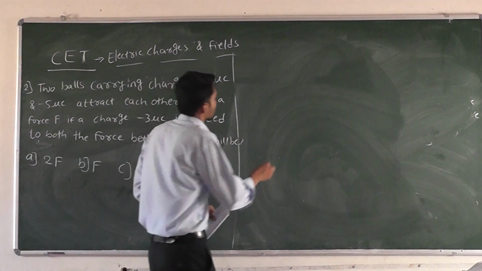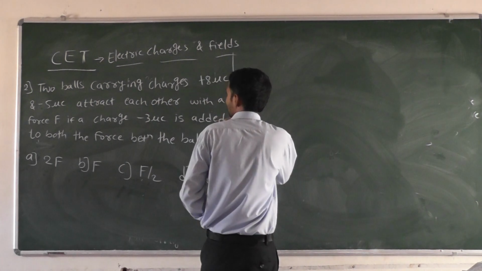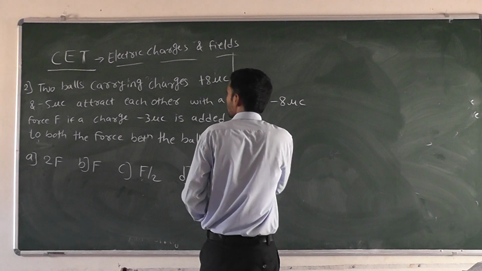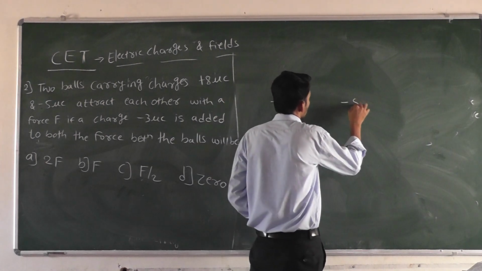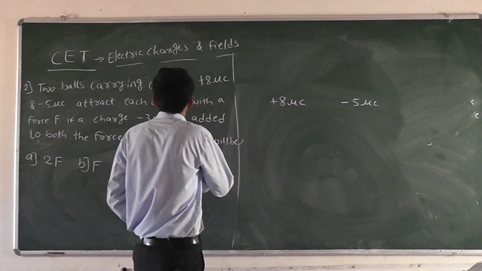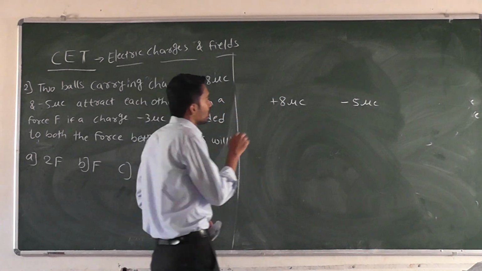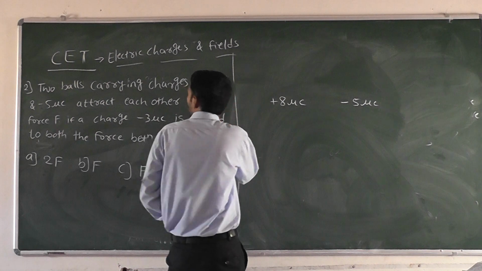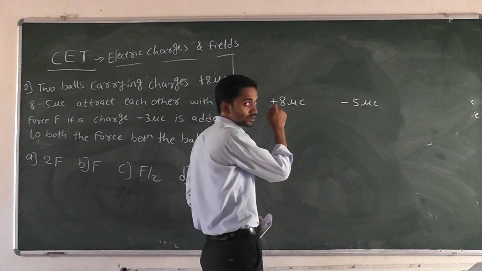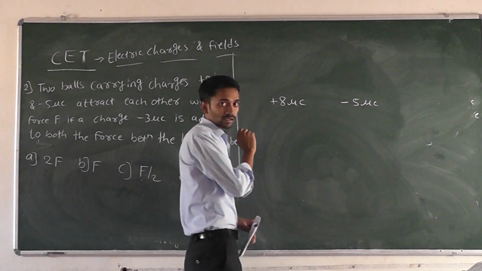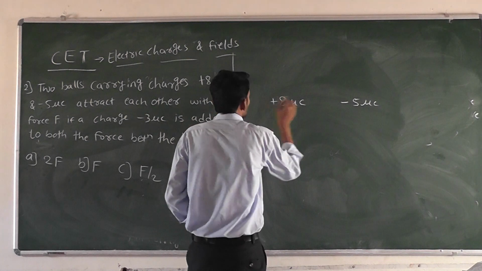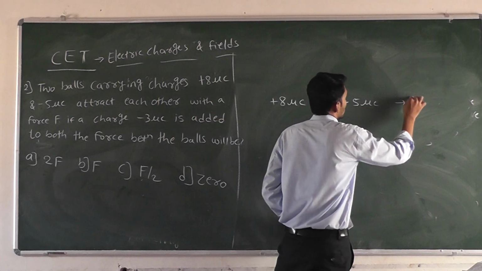So two balls are there. The first ball has charge plus 8 microcoulomb, and the second ball has charge minus 5 microcoulomb. They attract each other, as you already know that this is a positive charge and this is a negative charge, so these two charges attract each other with a force F. Now the force will become F.